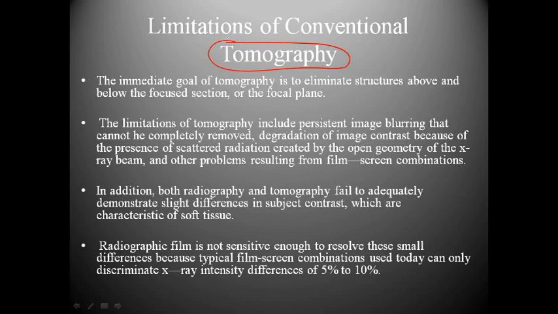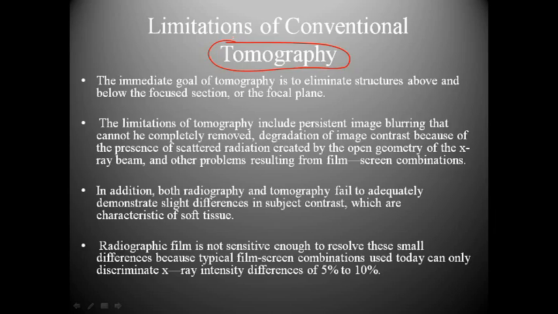And we see that the immediate goal of tomography is to eliminate structures above and below the focal section or the focal plane. And so basically, you want one specific area, and you just want the anatomy in this specific area, and you want to discard above and below, so you can focus on this one plane. And so because of this, tomography yielded some excellent results.